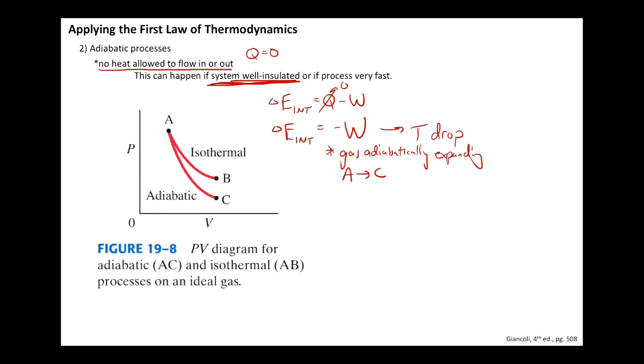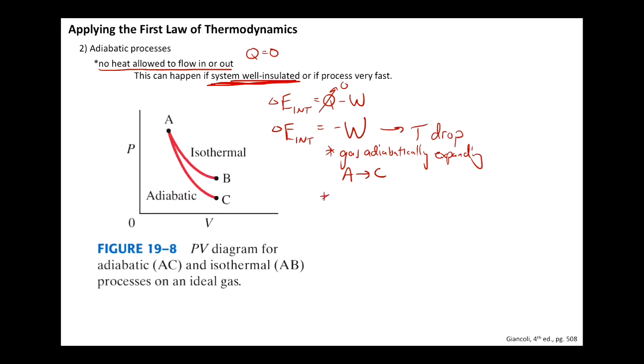Remember, on the PV diagram, the lower curves indicate lower temperatures. So it's kind of like we're moving from one temperature to another, or perhaps from one isotherm over to at least part of another isotherm. Okay? And of course, you could do this the other way around.